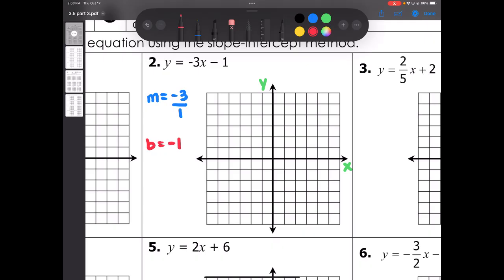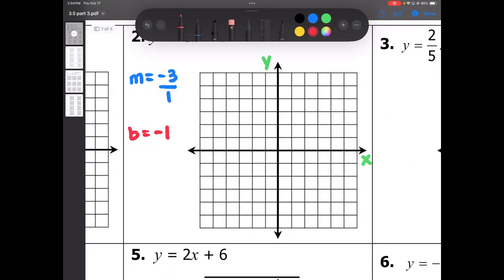Your y-intercept is -1. That tells you where to start on the y-axis, right? Since the y-intercept here is -1, I will go to -1, put a point. This next part is where you count, but do not put a point yet. So you see the slope says -3/1. -3 means I go down 3, right?